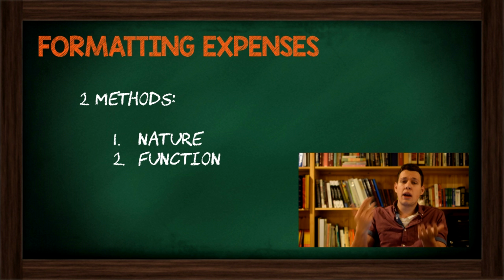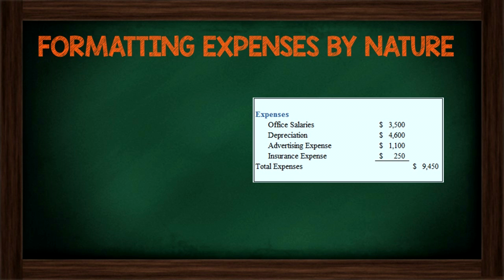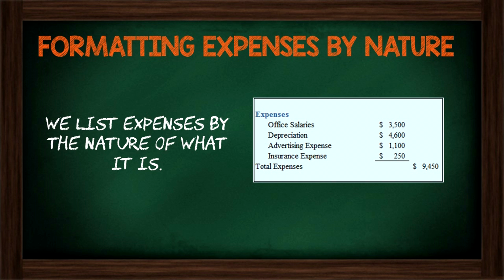Okay? So, formatting expenses by nature looks something like this. As the name suggests, we simply list expenses by the nature of what it is, right? So, all the salaries are going to be reported into one account. In this case, we have an office salaries account of $3,500, right? And again, same thing with our depreciation. All our depreciation is going to be recorded and listed in one account. In this case, it amounts to $4,600. And same thing for our advertising expense of $1,100 and our insurance expense of $250. We just simply are listing our expenses by the nature of what they are.